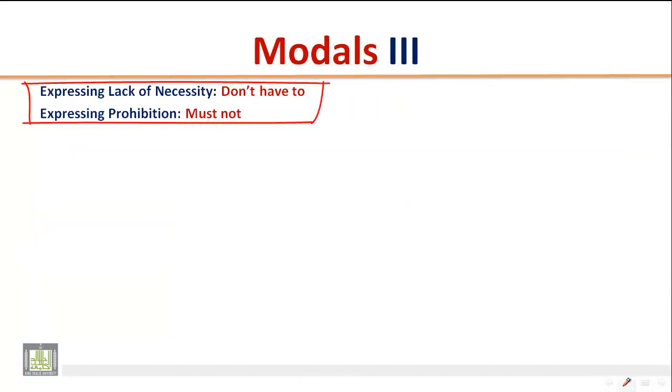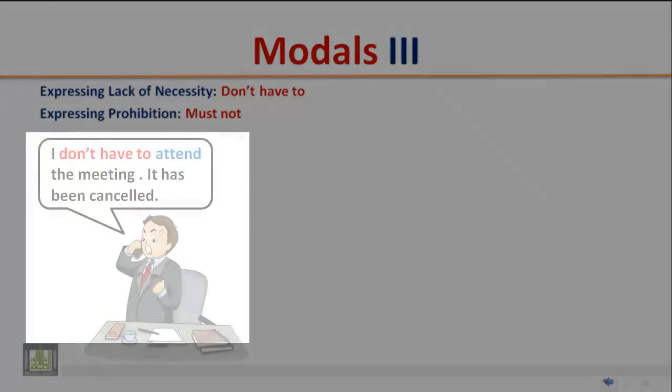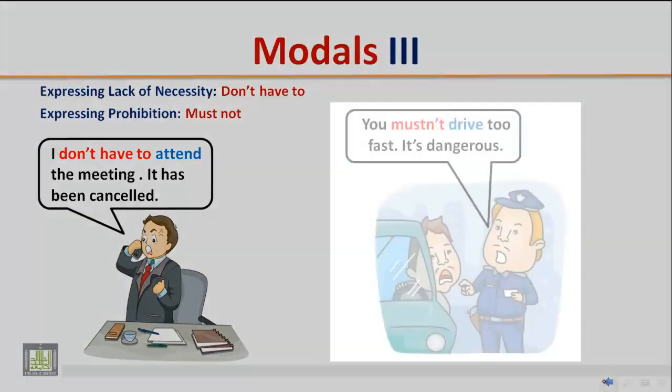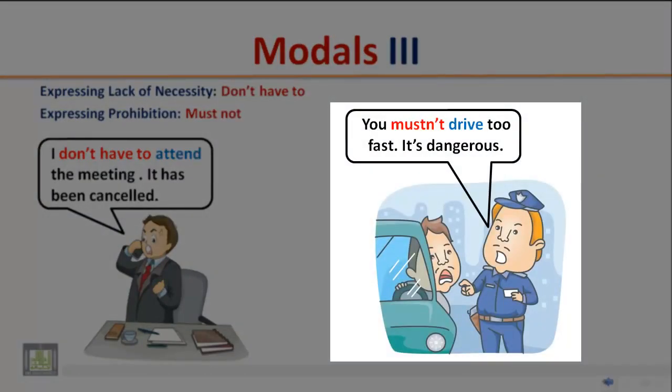Expressing lack of necessity, don't have to. Expressing prohibition, must not. Listen to the following conversation and pay attention to the modal auxiliary. I don't have to attend the meeting. It has been cancelled. You mustn't drive too fast. It is dangerous.